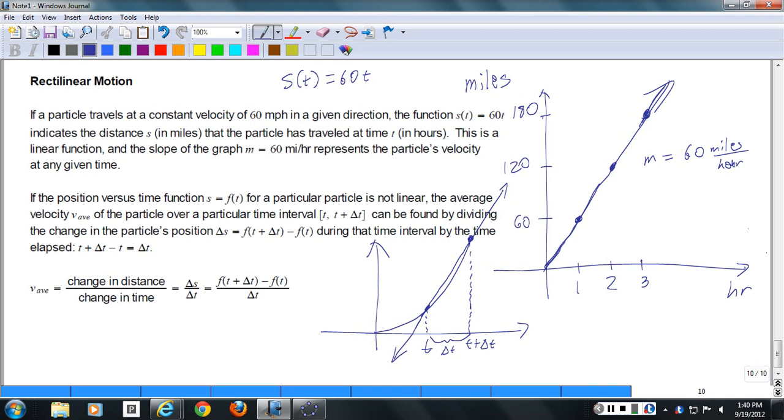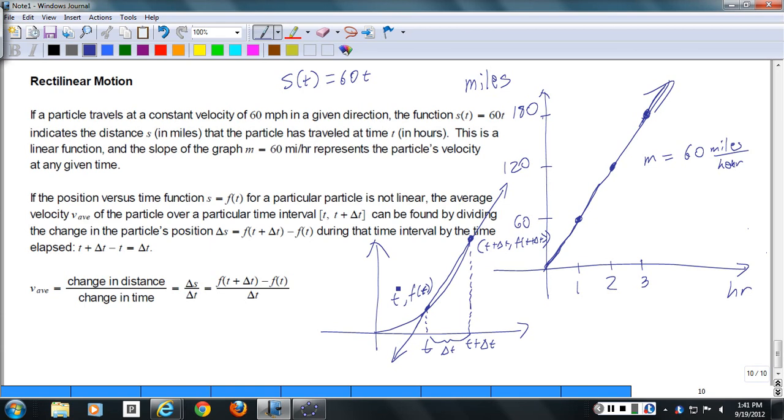Basically, it's the change in the distance divided by the change in time, and it can be calculated by f of t plus delta t, minus f of t.